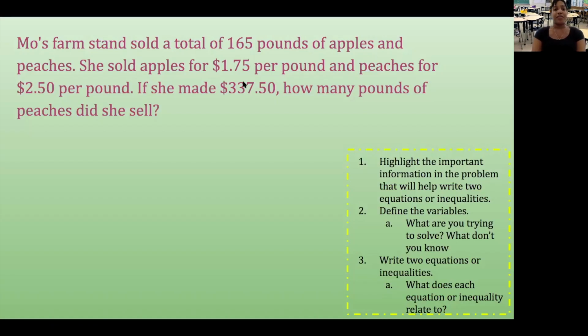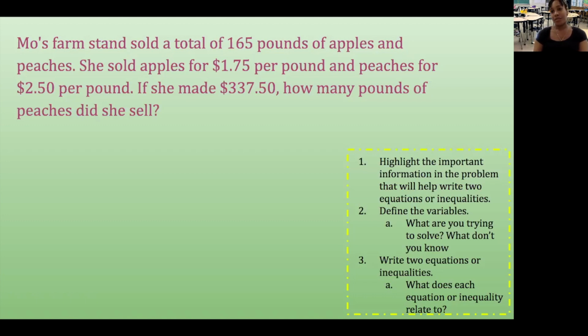Here's our first question. Mo's farm sold a total of 165 pounds of apples and peaches. She sold apples for $1.75 per pound and peaches for $2.50 per pound. If she made $337.50, how many pounds of peaches did she sell?